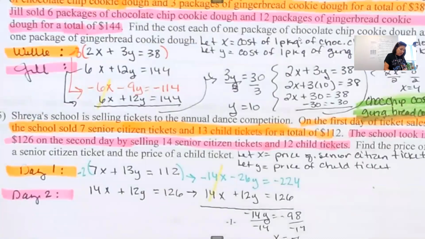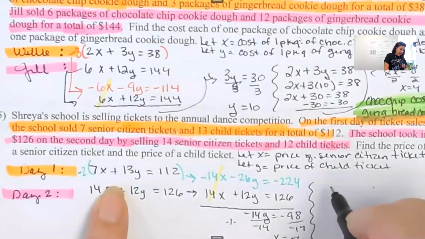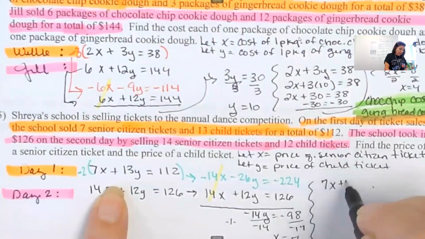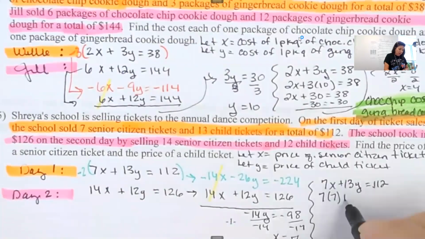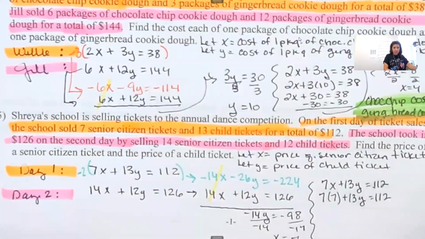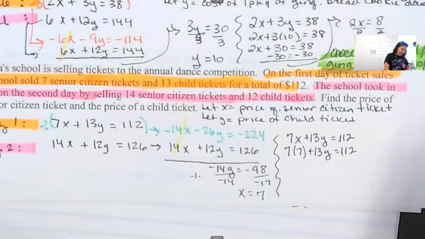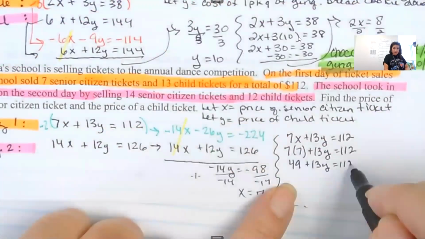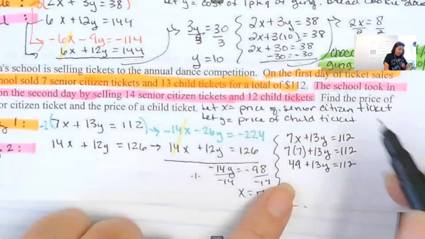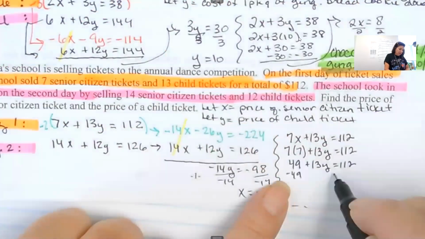To find the cost of a child's ticket, I will substitute that into either original equation. I'm choosing the top equation. I know that a senior citizen's ticket costs $7. So 7 times 7 plus 13y equals 112. That gives me 49 plus 13y equals 112. Subtract 49 from both sides.